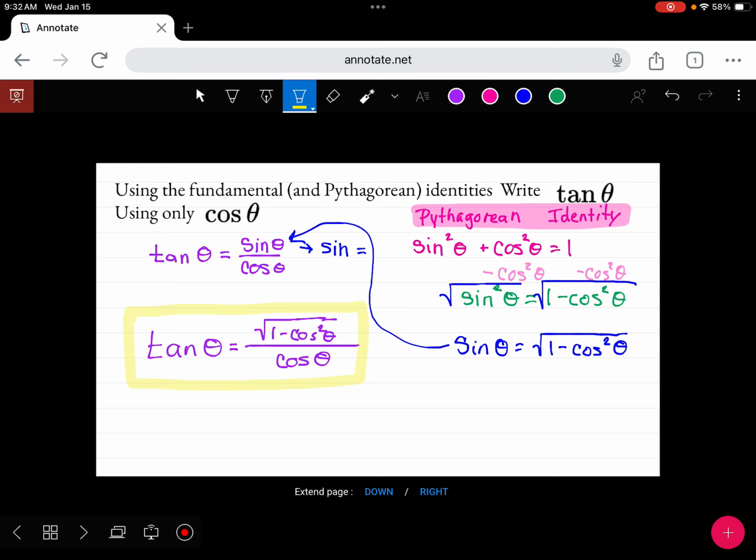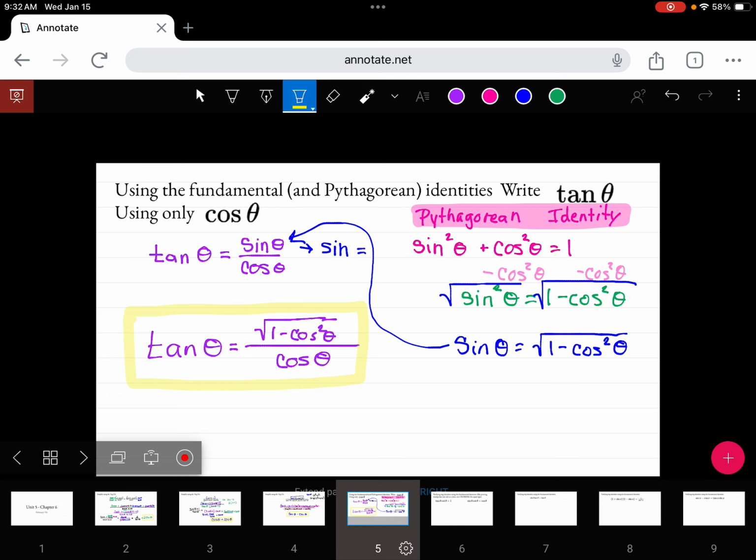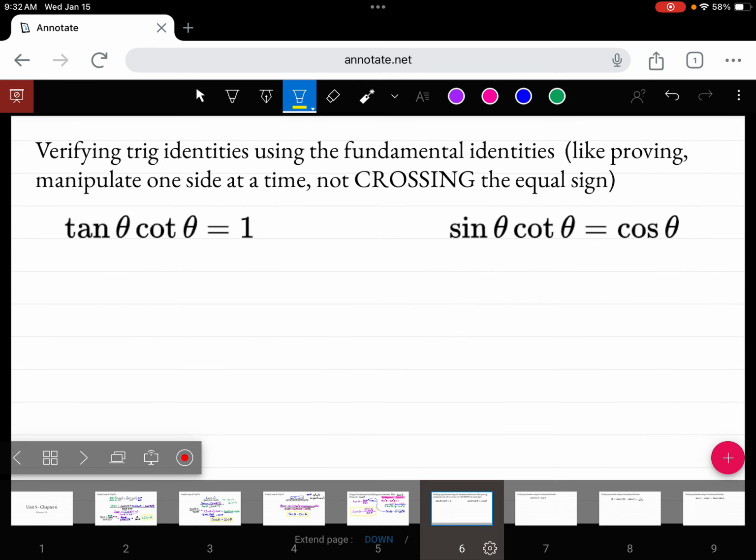So, from here, we're going to head into something called verifying. So now we're going to be verifying.